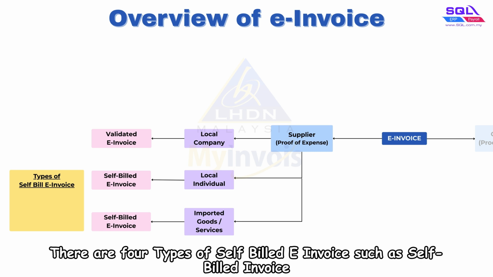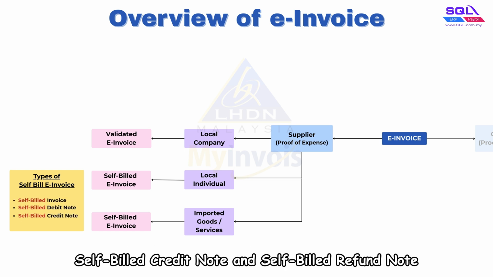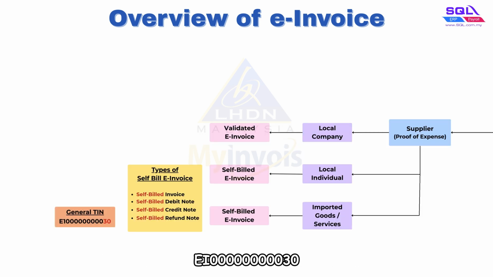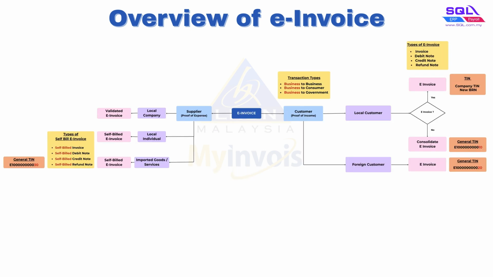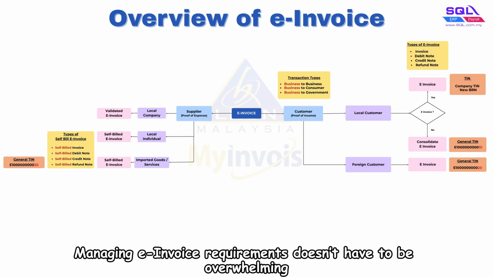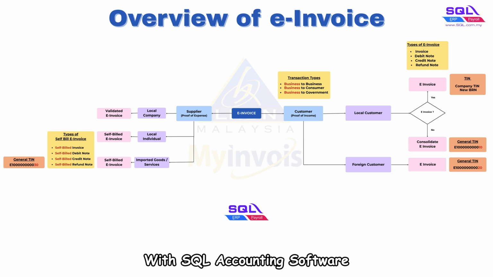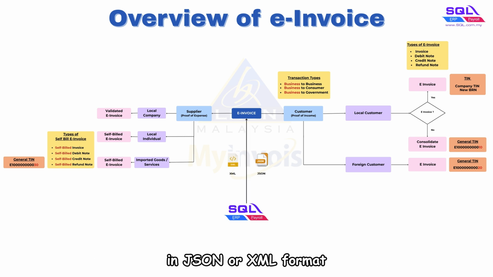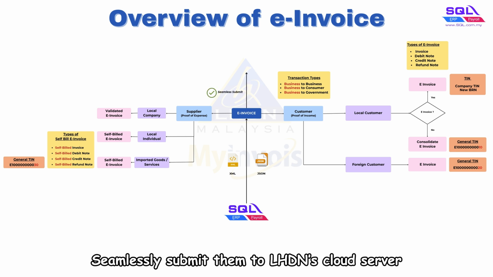There are 4 types of self-billed e-Invoice such as self-billed invoice, self-billed debit note, self-billed credit note, and self-billed refund note. General TIN for foreign suppliers, EI with 90 and 30. Managing e-Invoice requirements doesn't have to be overwhelming. With SQL accounting software, you can automatically generate e-Invoice files in JSON or XML format. Seamlessly submit them to LHDN's cloud server.